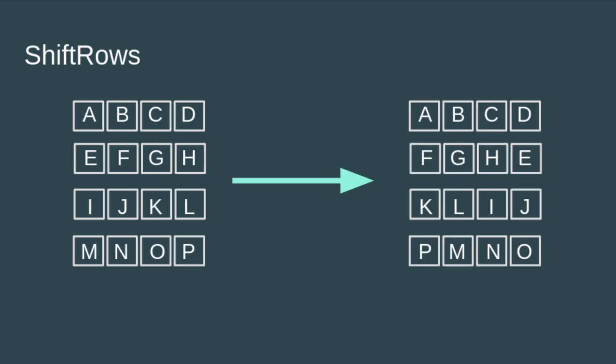The next step is to shift rows. And so in this step of the round, you have your matrix of bytes. The first row of bytes does not shift. The second row is shifted 1 byte to the left. The third row is shifted 2 bytes to the left. And the fourth row is shifted 3 bytes to the left.